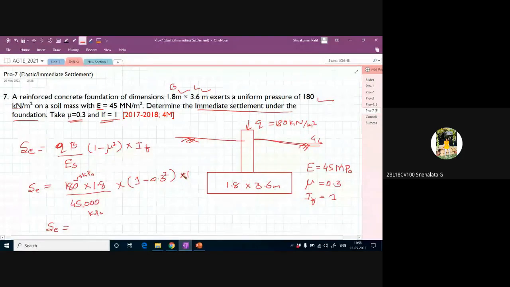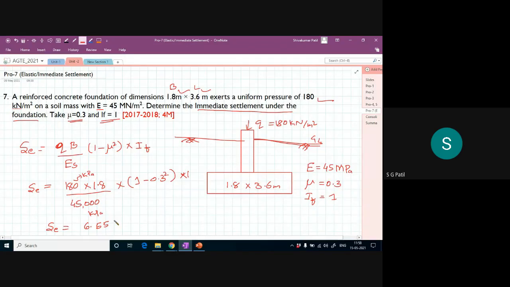6.55. This much only? Into 10 to the power of something which should be there, no? 6.55 into 10 raised to minus 3. What is the unit here? In what unit will I get? Meter. Because this kilopascal will get cancelled, no?